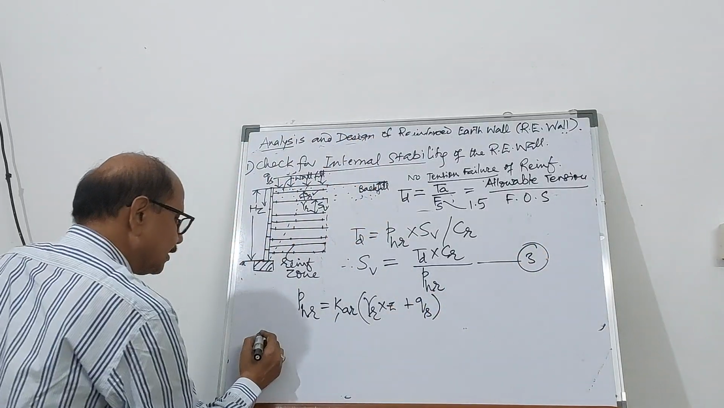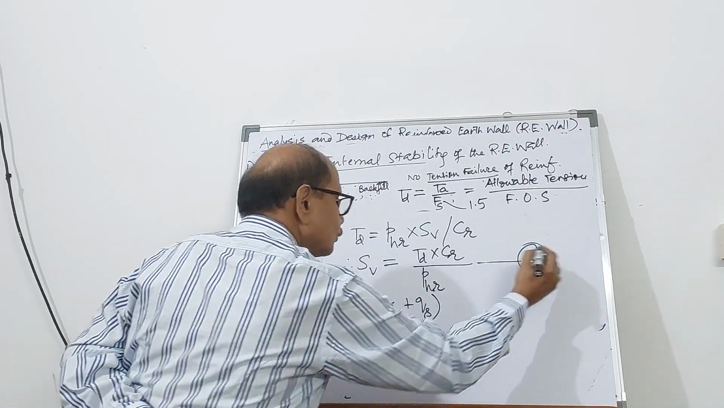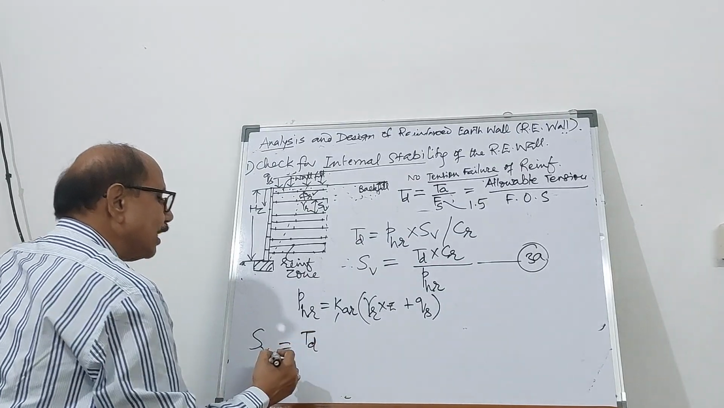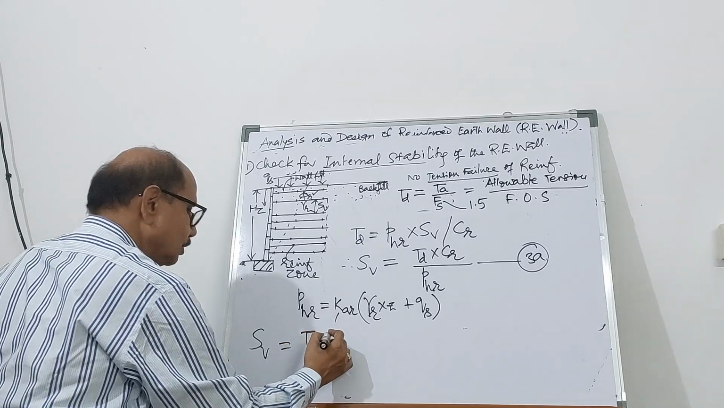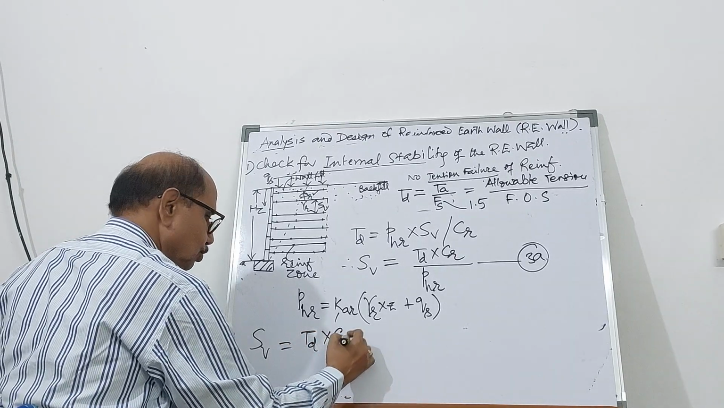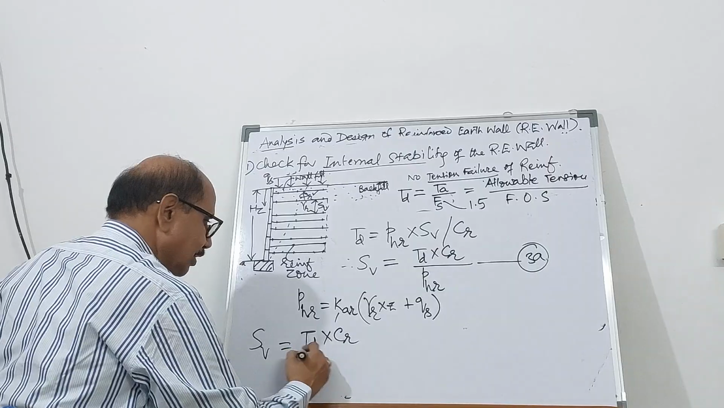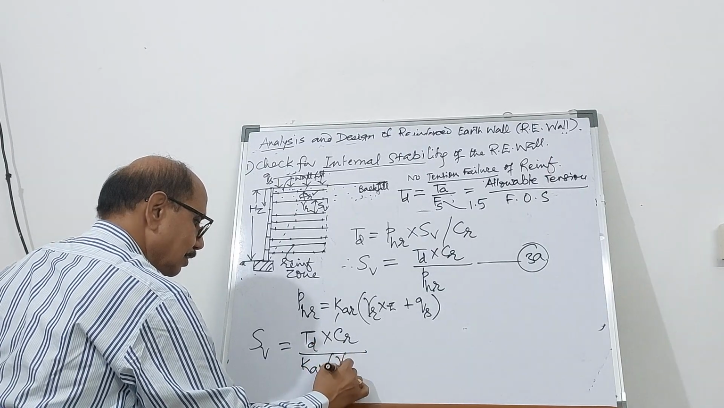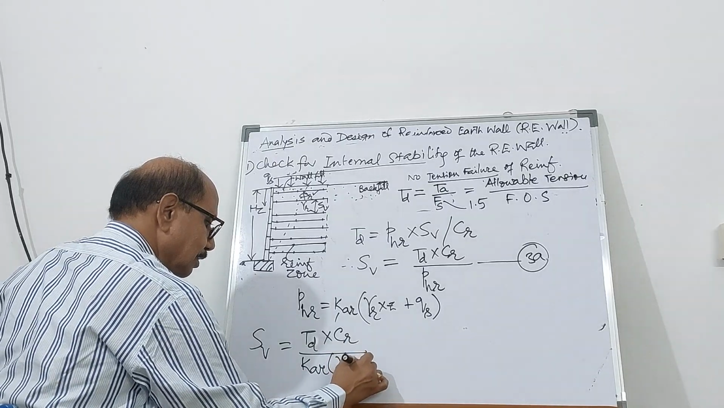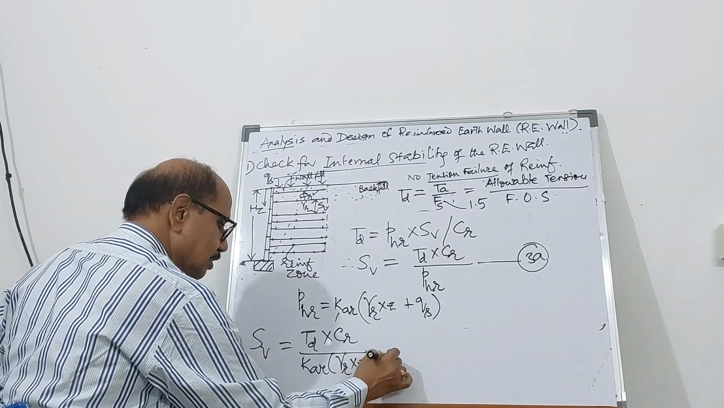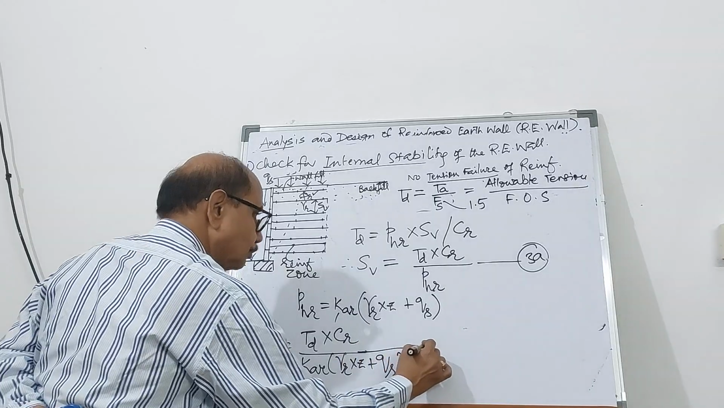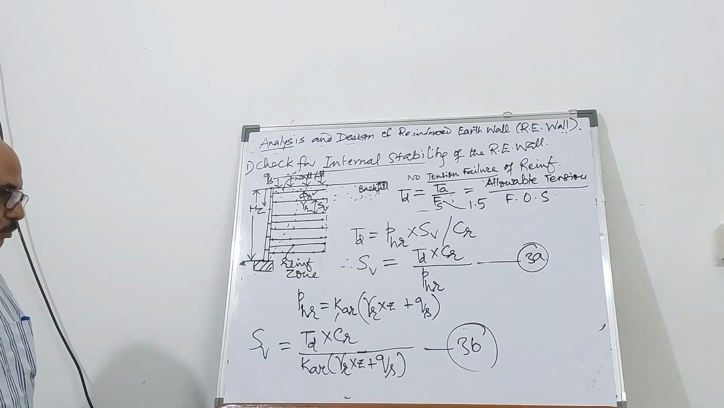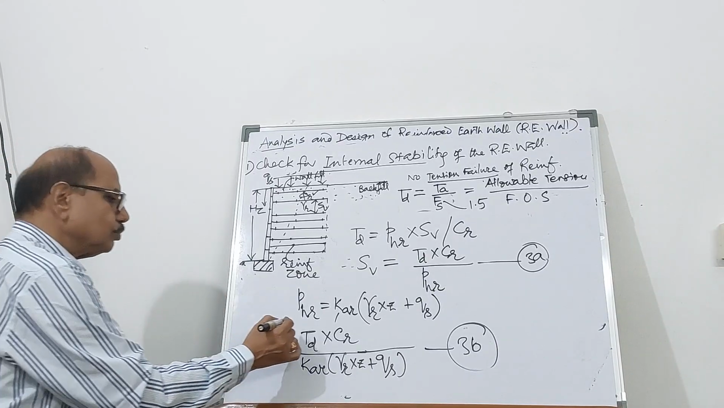And therefore, this vertical spacing SV is going to be the tension that is getting developed, into CR, divided by KAR into gamma R into Z plus QS. So this is known to you.